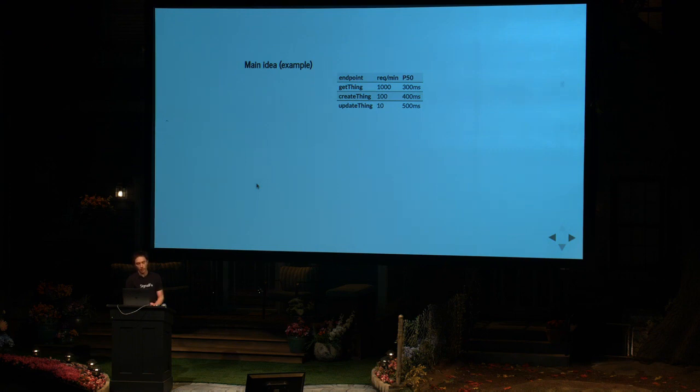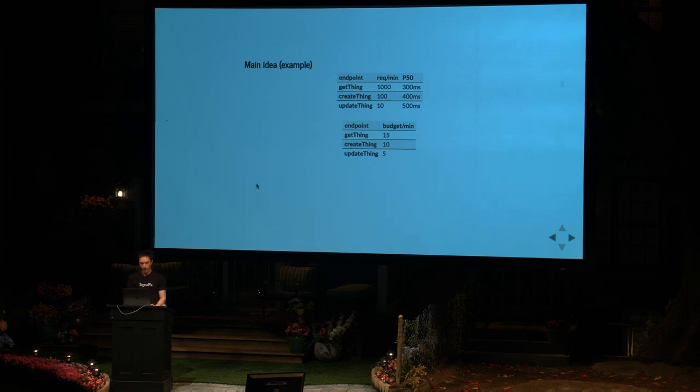Create receives about 100 requests a minute. Its median latency is 400 milliseconds. Update is the rare one. It only gets 10, and the median is 500. So now let's say I have a budget to keep 30 traces every minute. So the first step is to divide up that budget among the endpoints, showing a preference for the infrequently used endpoints. Okay, so I've got 30. I'm going to spend 15 on get, 10 on create, and 5 on update.